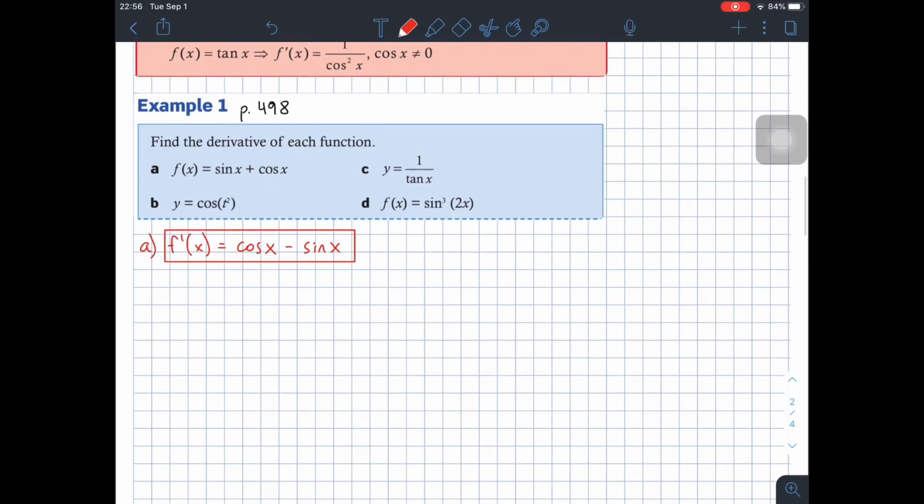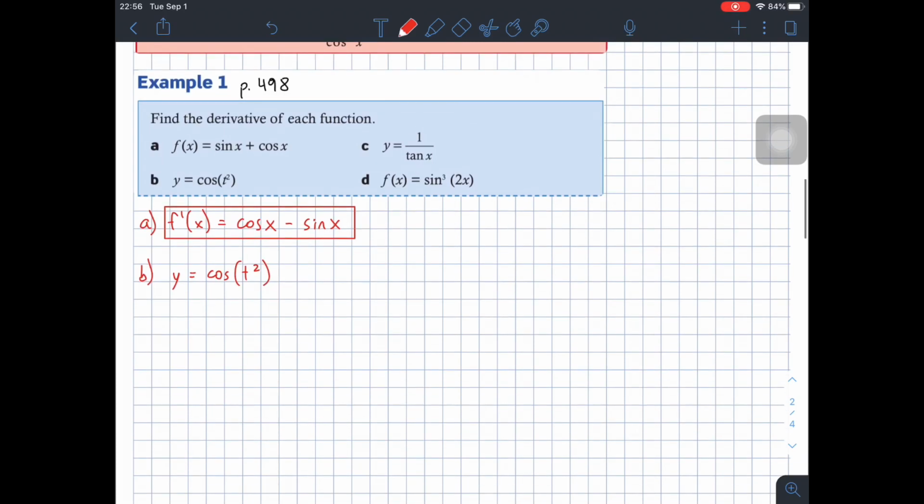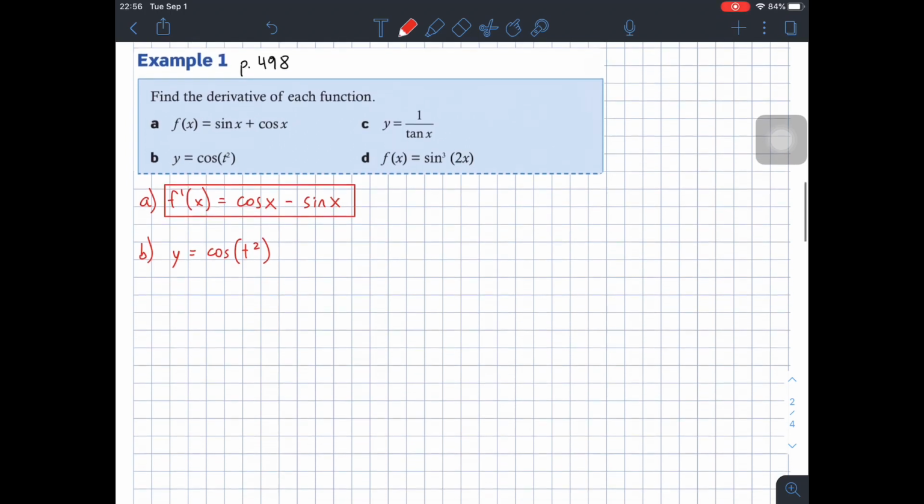Okay, then we have part B, which says the following. Let me write the equation. Y equals cosine of t squared. Okay, so if we want to find the derivative of this, I see that we will have to apply, in this case, a chain rule, right? Because we have the external function, which is cosine of the angle. In this case, the angle is t squared. And then we have an inner function, which is the angle itself, right? It's t squared in this case.